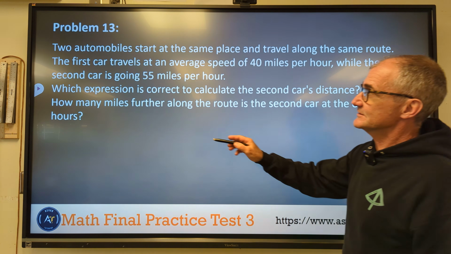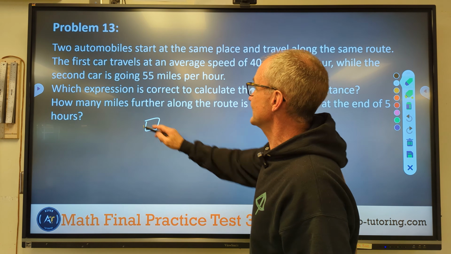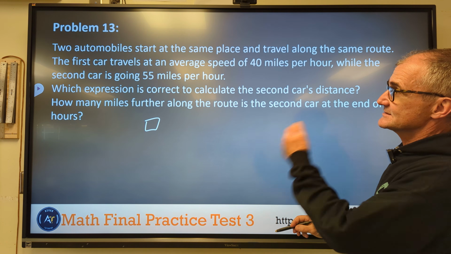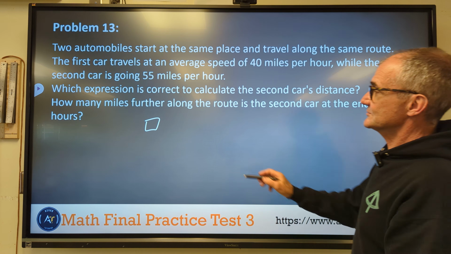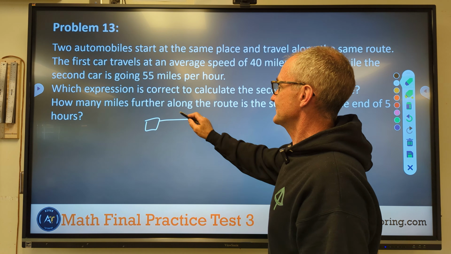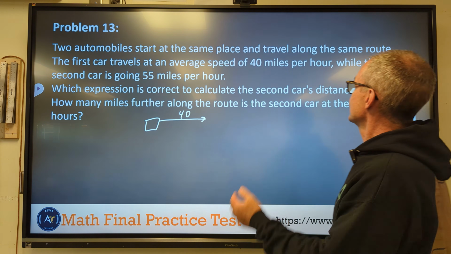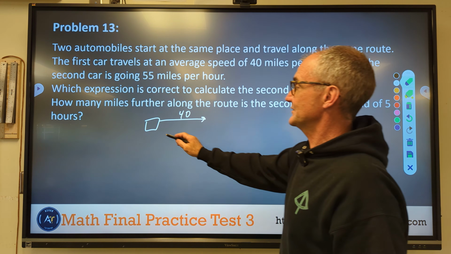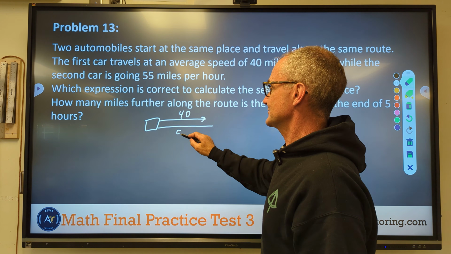Problem number 13, 2 cars start at the same place. They travel along the same direction. The first one travels an average of 40 miles per hour, while the second one is going 55 miles.